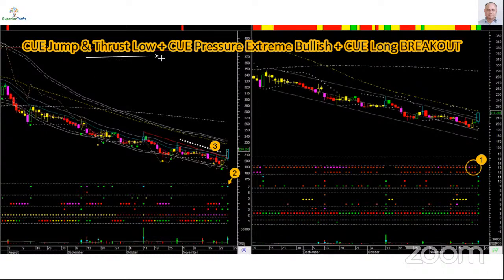More. Jump and thrust low, recovery likely. Q pressure extreme bullish and Q long breakout. This is a combo scan using 3 scans, 2 pattern scans, 1 trade setup scan. At jump and thrust low, we can see that from the band indicator. Number 2, Q pressure extreme bullish. Number 3, long breakout.